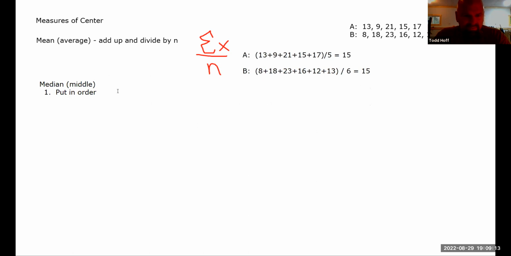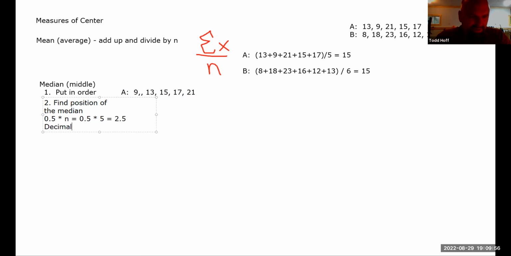So for set A, that's going to be 9, 13, 15, 17, and 21. Step 2 is to find the position of the median. Now this is done using N and the fact that the median is in the middle. So in the middle, half the data would be smaller, half the data would be larger. So that position would be 1/2 or 0.5 times N. So for set A, N is 5, so it's 0.5 times 5 equals 2.5.